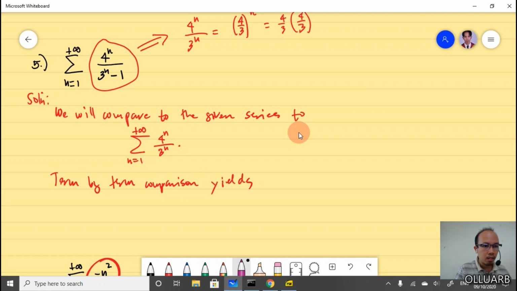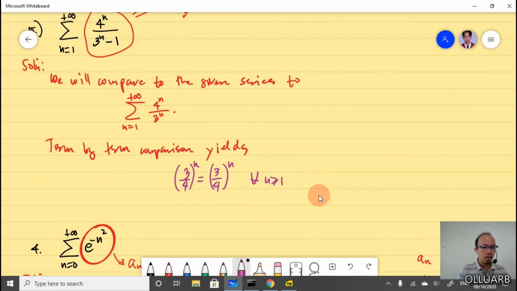we know that 3/4 is equal to 3/4, right? If you raise that to the nth power, it is just the same for all n greater than or equal to 1. That's clearly true. Then if you simplify, this is 3 to the n over 4 to the n. And again, this is also true.